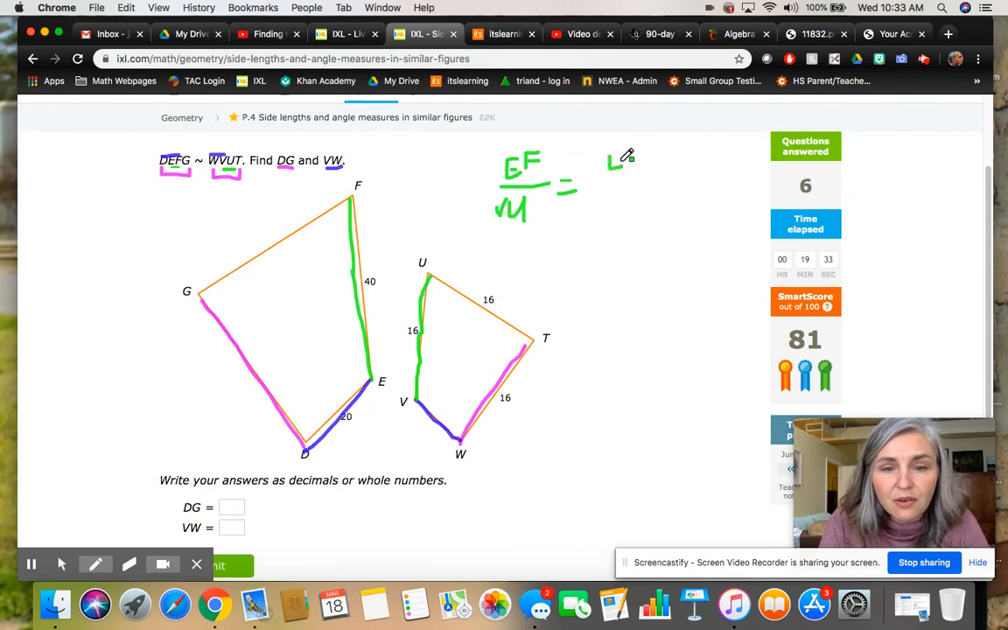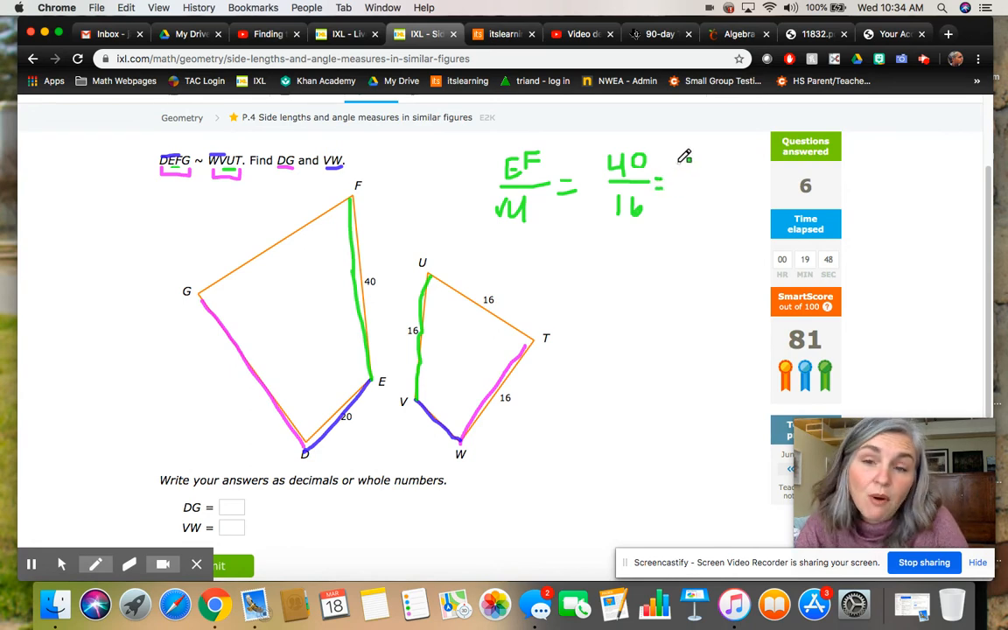EF is 40 and VU is 16. And both of these are at least divisible by 4, right? Probably something better than that. But let's say you just see 4. Then you're going to write this as 10 because 40 divided by 4 is 10. 16 divided by 4 is 4. And then hopefully you say, oh, but 10/4, both of those numbers are even, so I can divide them by 2. 10 divided by 2 is 5, and 4 divided by 2 is 2. And so my proportion I'm going to be working with on this one is 5/2.